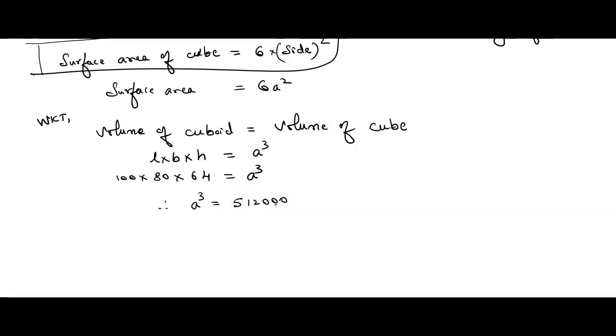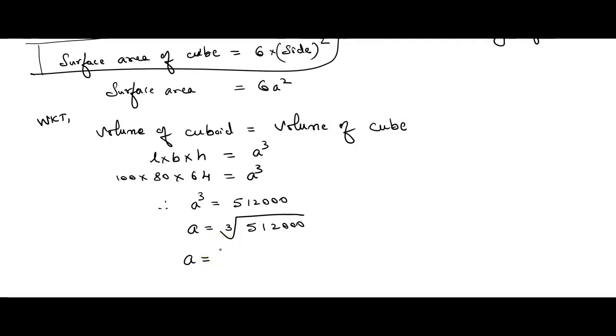So A cube is equal to how much, children? 5,12,000 if you multiply. But we want A. A cube, come to the RHS side, it becomes cube root. A is equal to cube root of 512,000. Children, how to find cube root? Cube root means the same number we should multiply 3 times. Same number we should multiply how many times? 3 times.